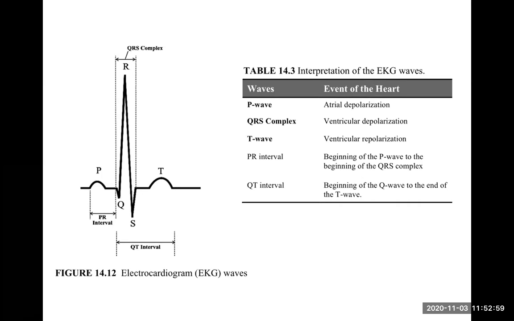Here's a look at an ECG or EKG and interpreting the different waves or complexes. So your P wave stands for atrial depolarization, and the PR interval is from the beginning of the P wave to the beginning of the QRS complex. The QRS complex stands for ventricular depolarization, and then the QT interval goes from the beginning of the Q wave to the end of the T wave, and then the ST segment, and the T wave stands for ventricular repolarization. So you should be able to label these different waves and complexes on an EKG.